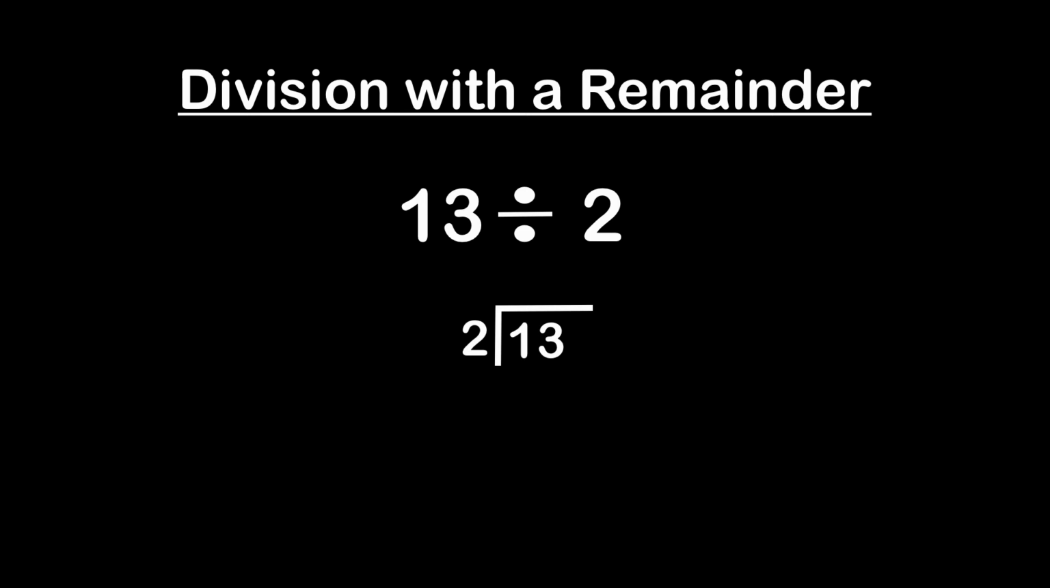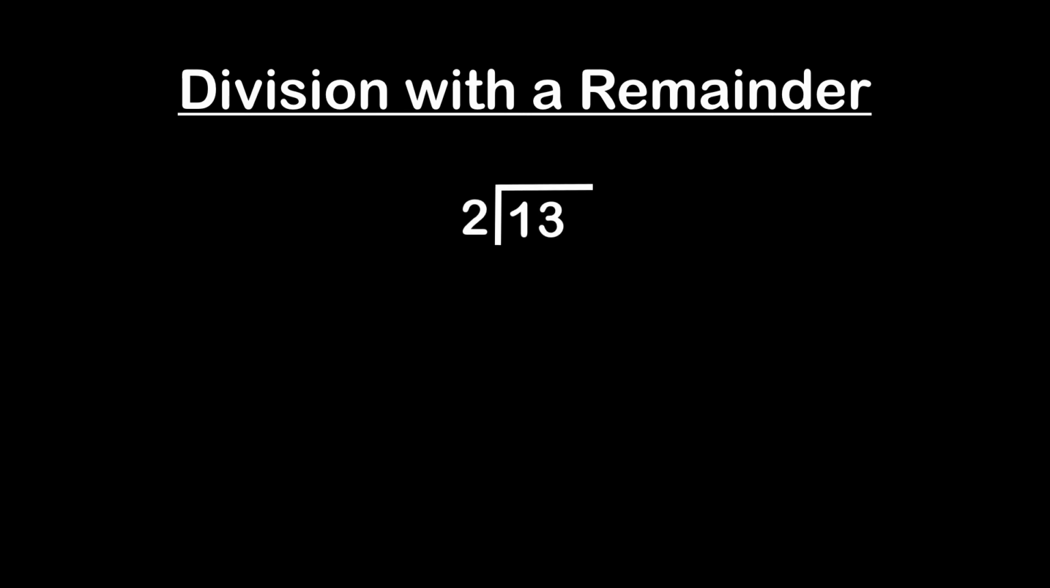Again, the first thing we need to ask ourselves is 2 times what number is going to give me 13, or get me as close as possible to 13 without surpassing or going over the number 13. If you're still learning your times table, the best way to approach this is by starting at the beginning of the 2's times table and working your way up.